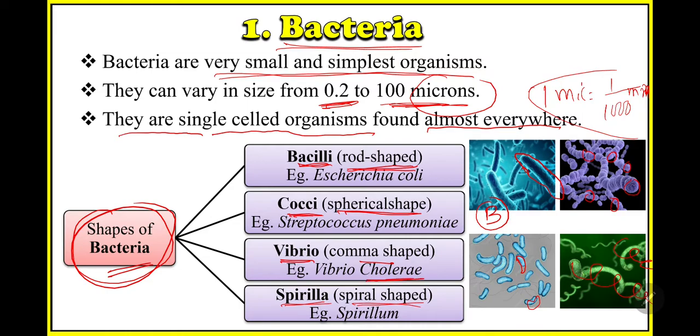Then spirilla, Spirillum. Remember one thing, whenever you are writing these examples in your answer, give two underlines. For the first word one underline, and for the second word another underline. This is a rule of biology. Give underlines over this whenever you are writing in the exam.